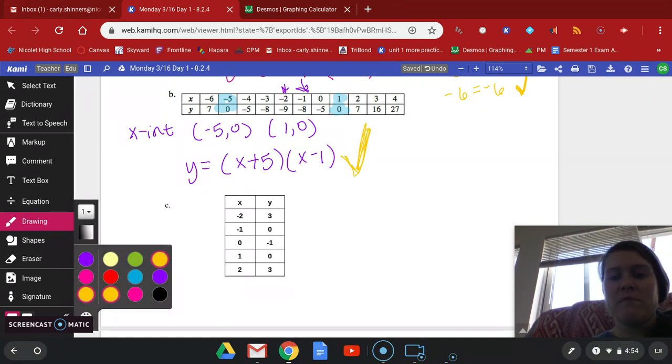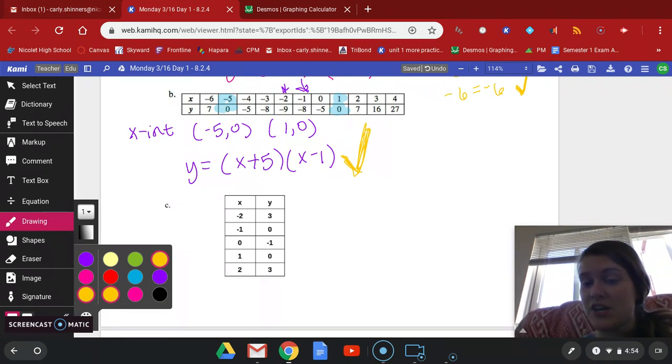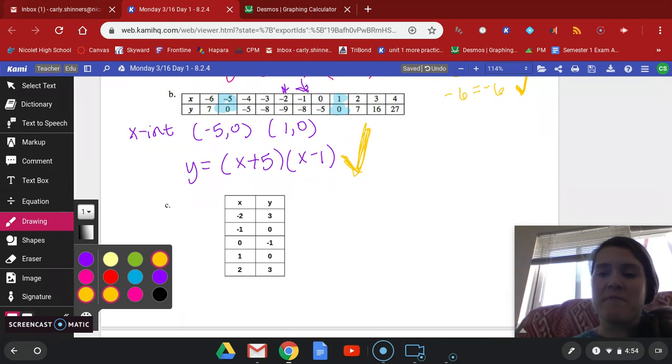So either method works to check your answer, but you should check your answer using one of those methods, okay? So we checked by graphing. By graphing, we checked. Okay.